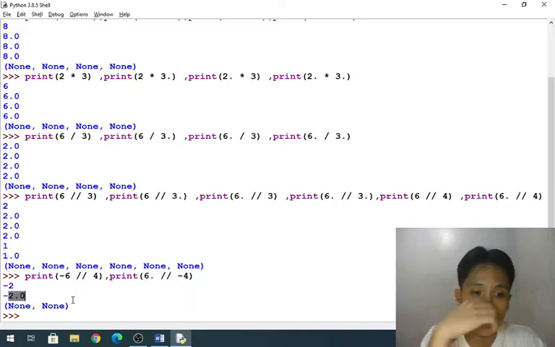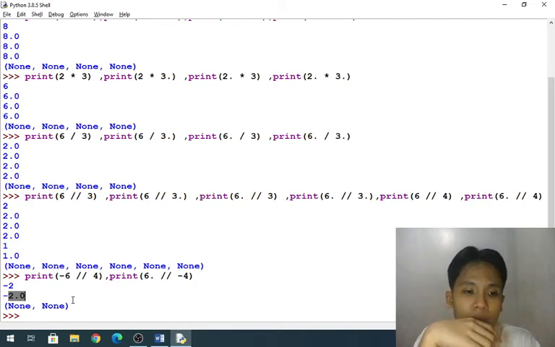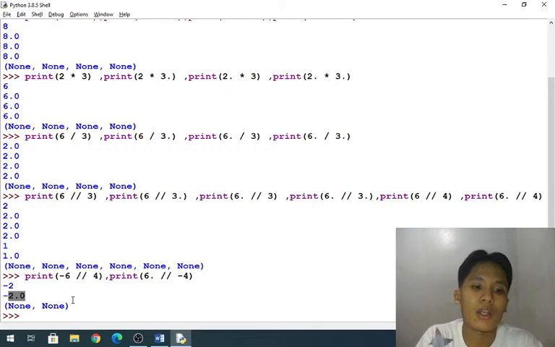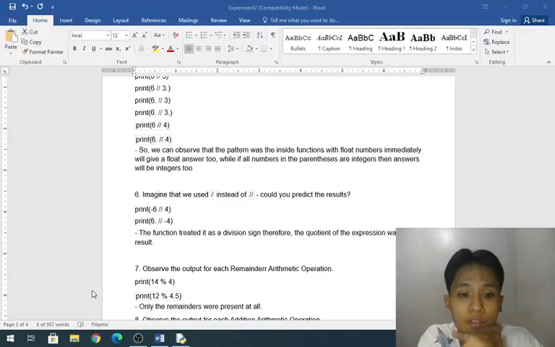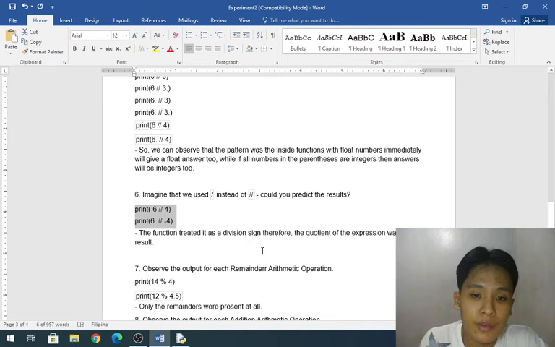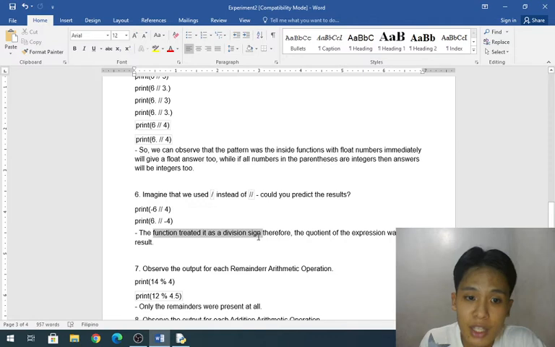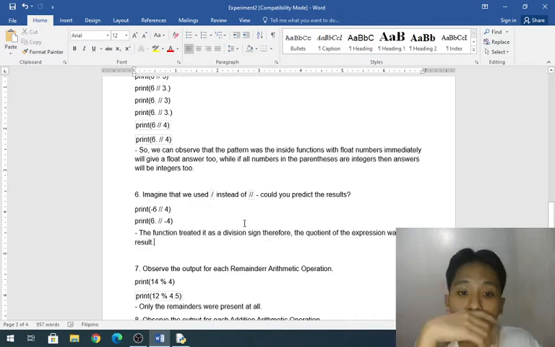But we can see 6 over 4 is 1.5, and backslash rounded it off. See, the function treated it as a division sign, therefore the quotient of the expression was the result. So division but with rounding off.